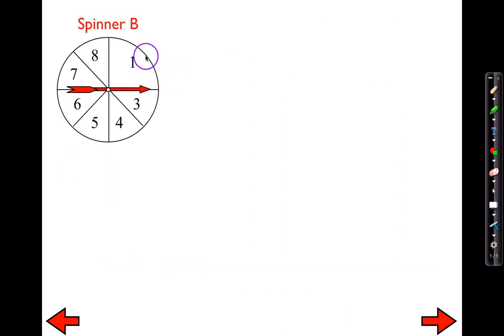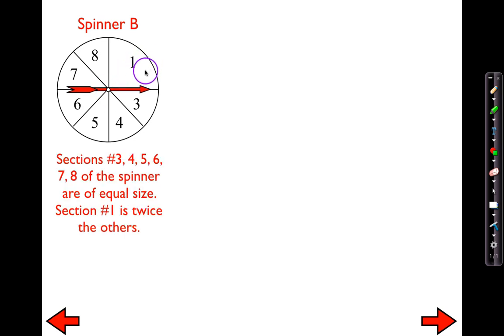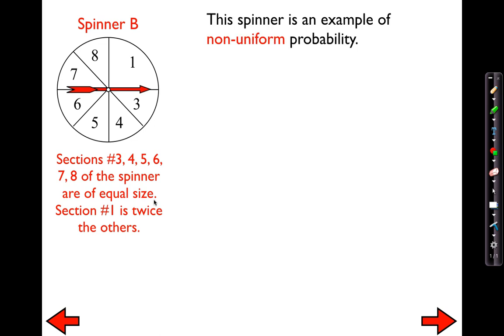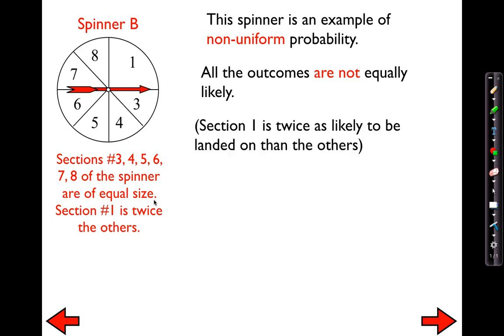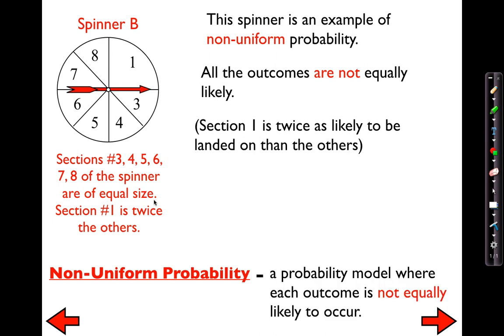Now notice spinner B, I went ahead and made 1 just a little bit larger. It's twice the size now of 3, 4, 5, 6, 7, 8 because it took the place of the 2. So here, notice section 1 is twice the size of the other ones now, so it's not as equal. So this spinner is an example of a non-uniform probability. Basically, all the outcomes are not equally likely. In fact, section 1 is twice as likely to be landed on than the others. So by definition, a non-uniform probability is a probability model where each outcome is not equally likely to occur.